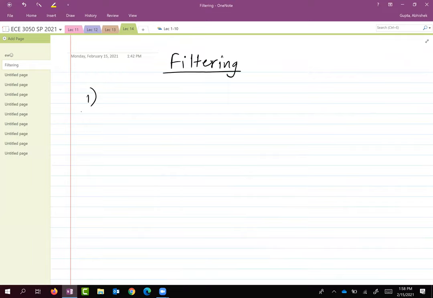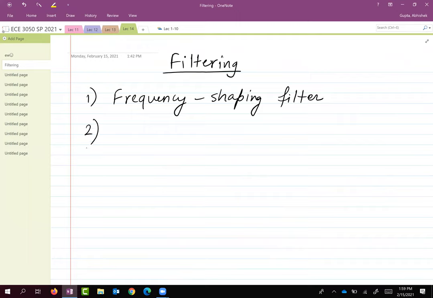There are essentially two types of filter. One is known as a frequency shaping filter. And the second one is known as a frequency selective filter. A filter is an LTI system, and a frequency shaping filter wants to shape the harmonics, shape the amplitude of the harmonics in the output, whereas a frequency selective filter wants to select certain frequencies to pass through the system and others to not pass through the system.